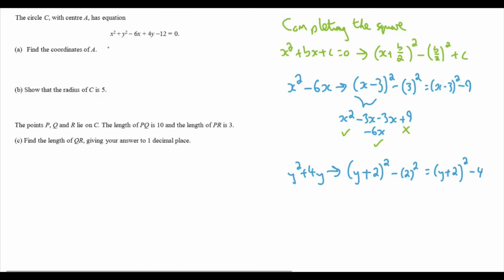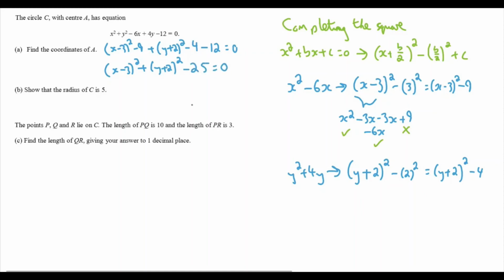Plugging that back over here, we can therefore say that this equation is your x minus 3 squared minus 9 plus y plus 2 squared minus 4 minus the 12 that was already there equals 0. So we've got our brackets now. Just to bring the like terms together, in that case just the whole numbers, you've got your x minus 3 squared plus y plus 2 squared, but now minus 9 minus 4 minus 12 gives us minus 25.